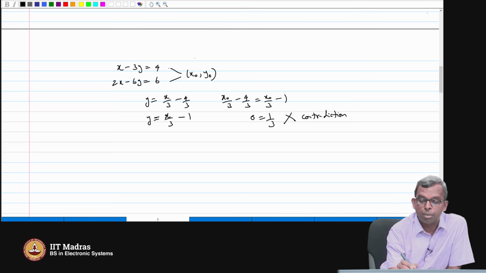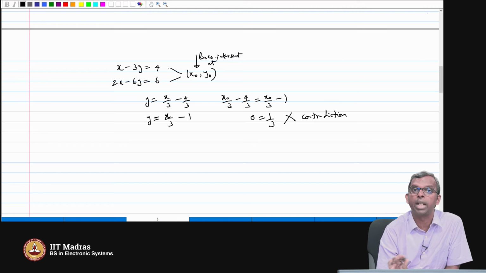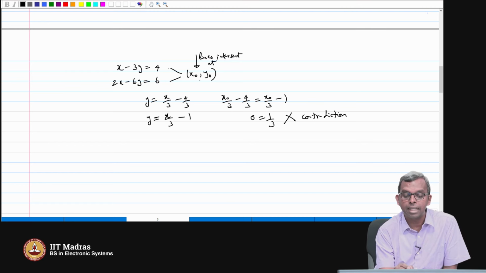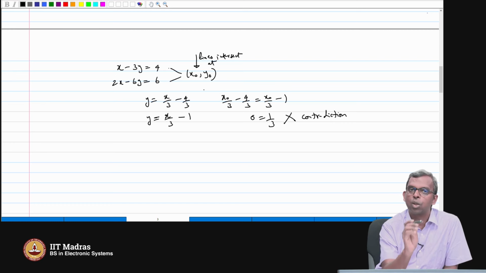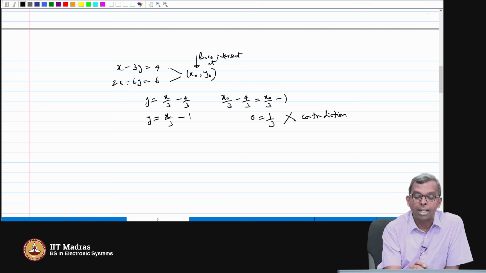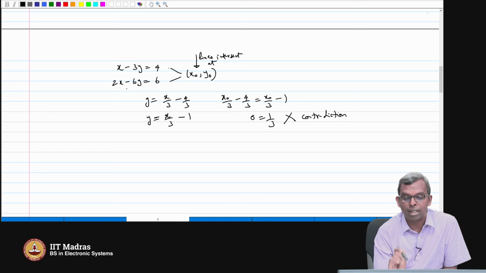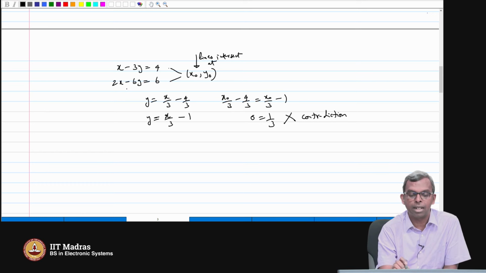Okay, the only assumption I made is the lines intersect at x naught, y naught. After that, everything else was direct deduction. I didn't make any mistake there. So lines intersecting at x naught, y naught maybe is not true. Okay, so it turns out that is correct. These two lines are parallel. Okay, I will give you an exercise here. Go to desmos.com and check that. You plot these two lines on Desmos, you will see they are indeed parallel.